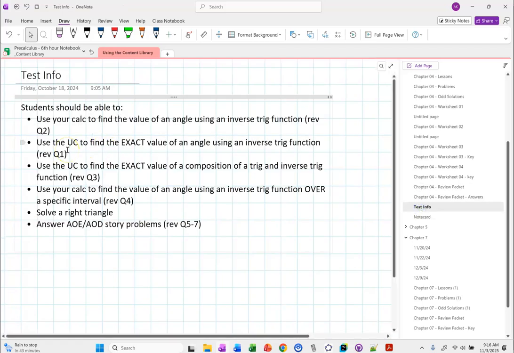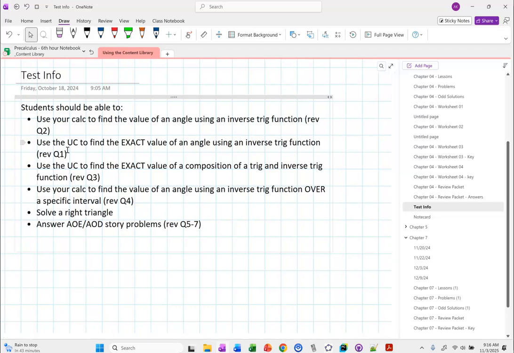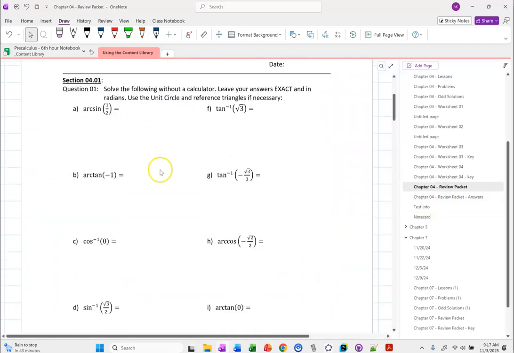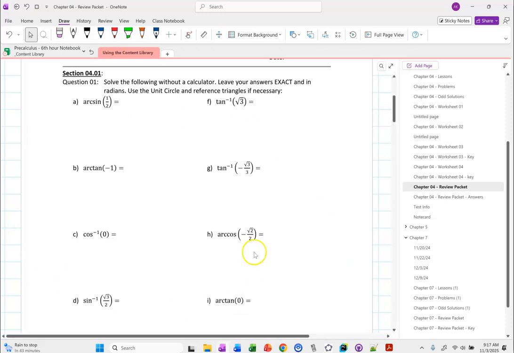You should be able to use your unit circle to find the exact value of an angle using the inverse trig functions, like review question number 1. So again, if I look at the review, you should be able to do questions like this.